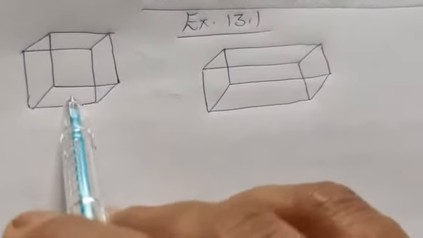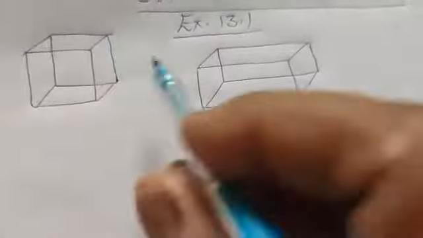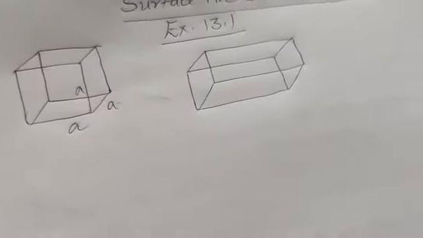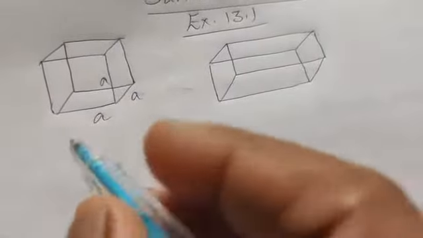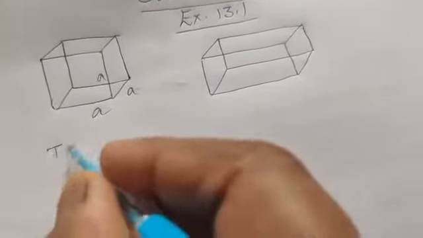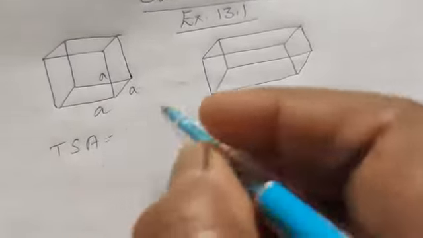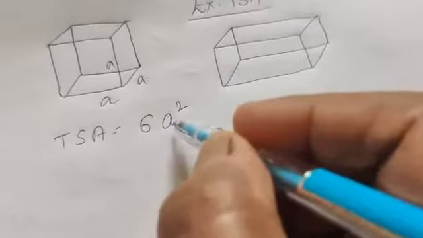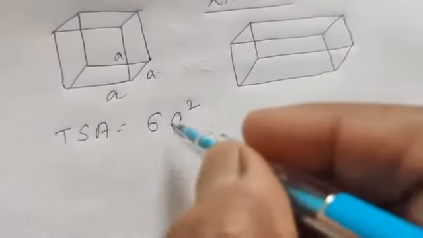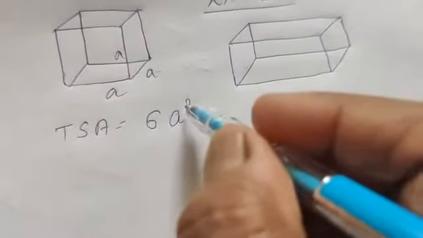This is a cube. The length of all the sides are equal. Let the length of all sides be A. Suppose each side is equal to A, and there are 6 surfaces of a cube. Then the total surface area of the cube is equal to 6 into A square. A square is the area of one surface, and the total surface area is 6 into A square.